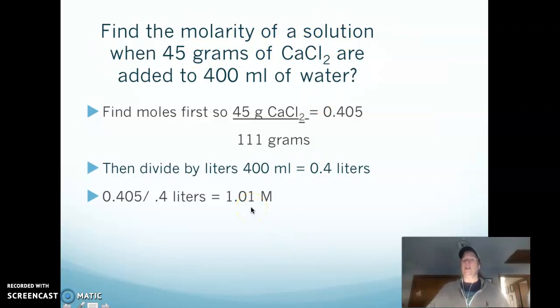So molarity is moles divided by liters. Usually they give it in grams, divide by its formula mass, and you'll get moles. Liters, if it's usually milliliters, move the decimal over 3.